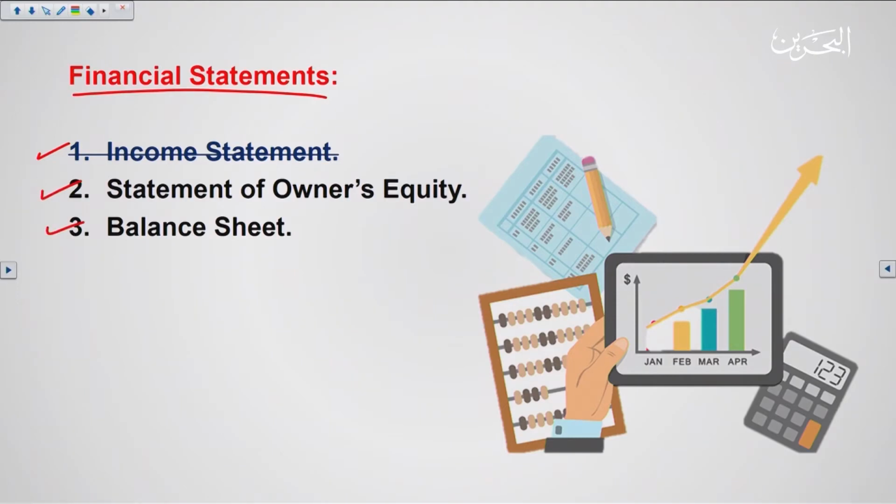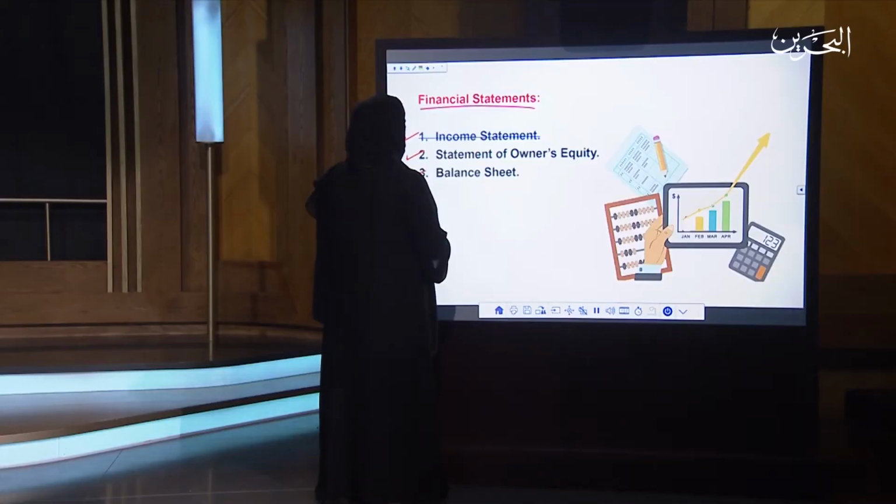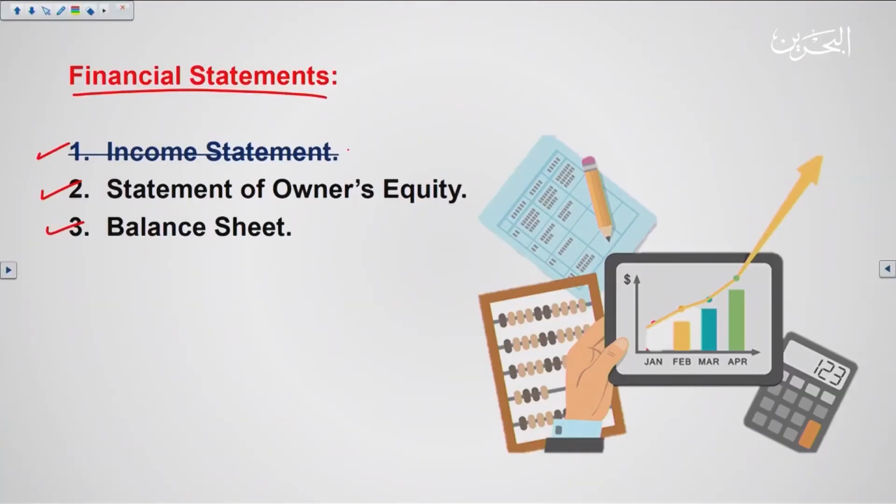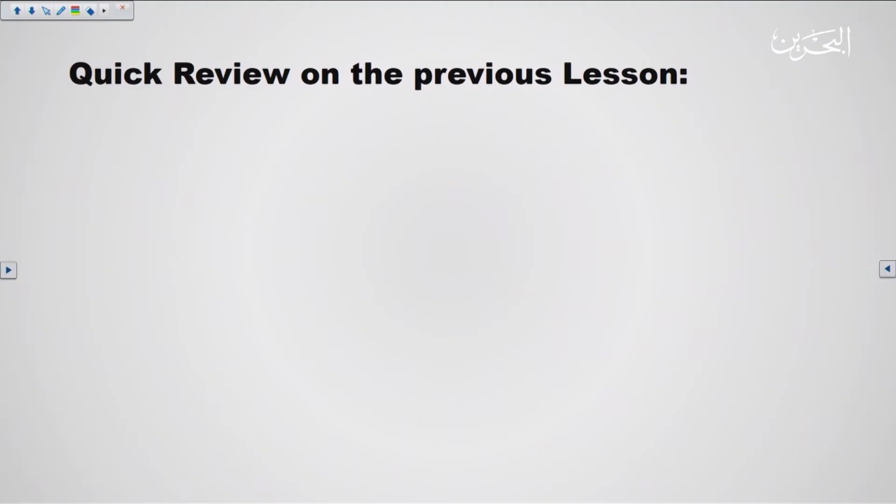These three statements are all linked together. We have to prepare them one by one. In the last lesson, we have finished the income statement, and today we are going to start on the statement of owner's equity. Let's have a quick review on the previous lesson.